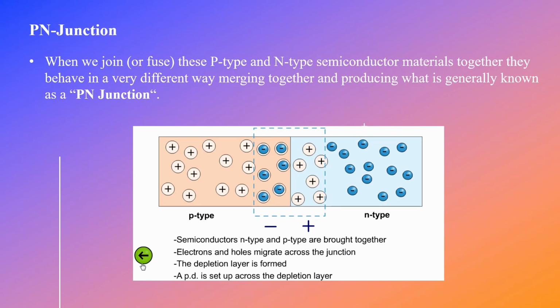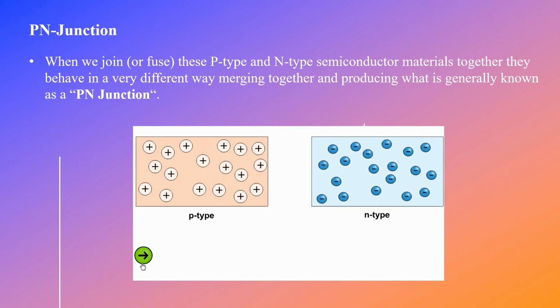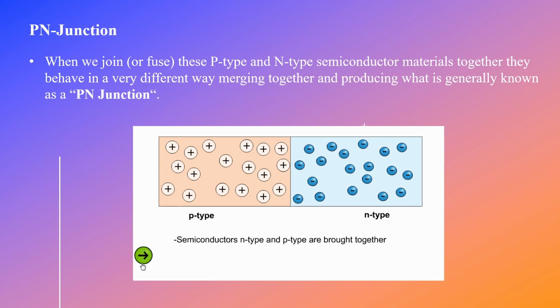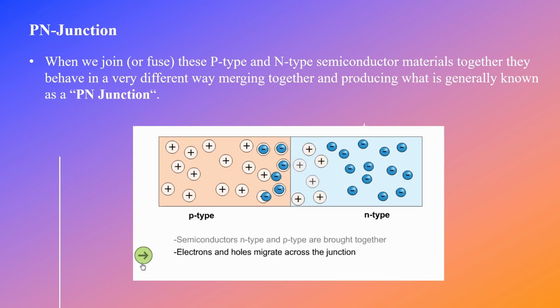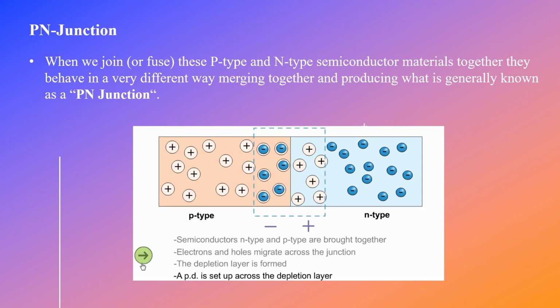Till now, we have discussed what an N-type semiconductor is and what a P-type semiconductor is, which are electrically neutral. One has a higher number of electrons and the other has a higher number of holes. Now let's see what happens when they fuse together or merge together. Here is where the interesting thing happens.